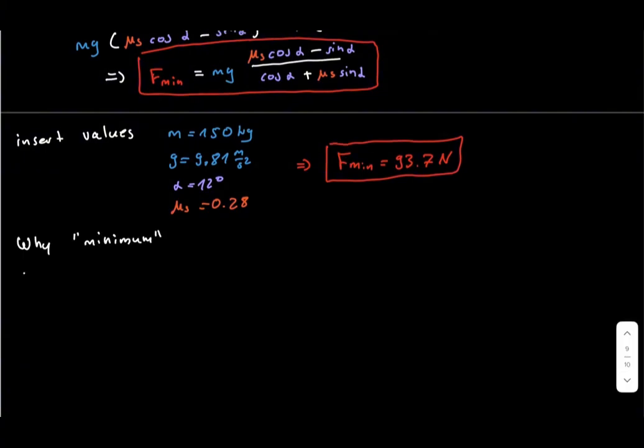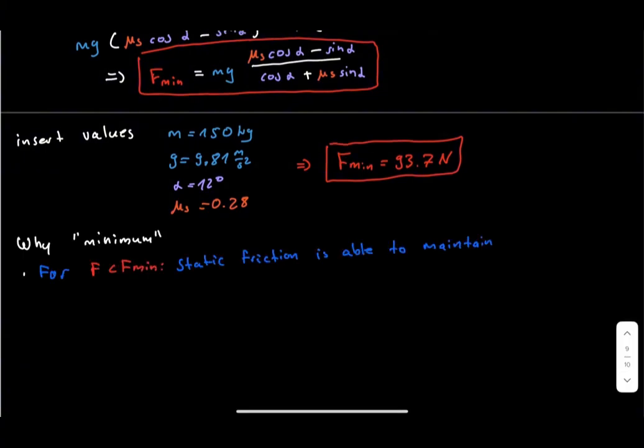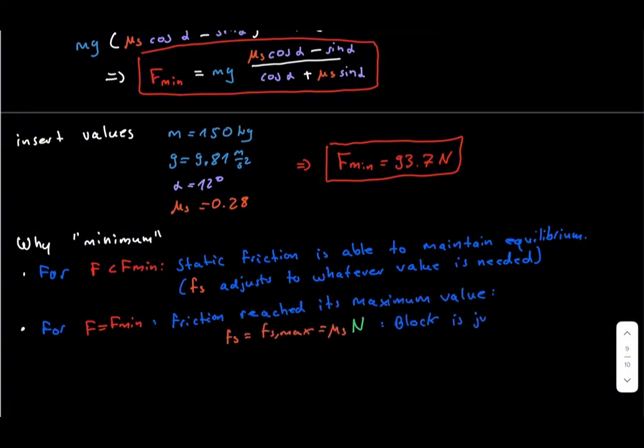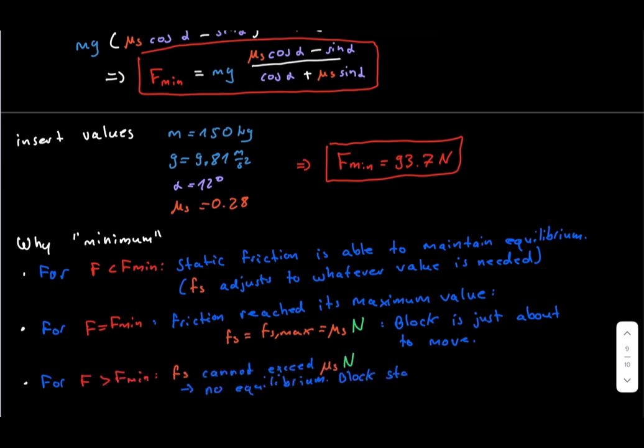This value has a specific meaning. Below 93.7 newtons, static friction can still adjust and prevent the block from moving. At 93.7 newtons, friction has reached its maximum possible static value. If the horizontal force increases any further, static equilibrium is no longer possible and the block begins to slide down the incline. The most important lesson from this first friction problem is the workflow.